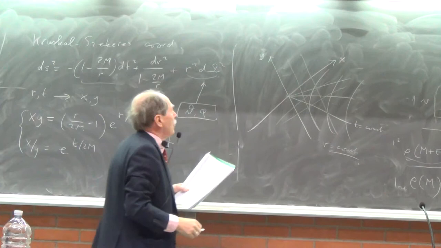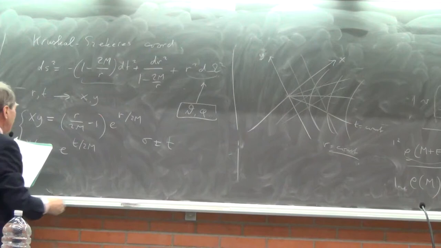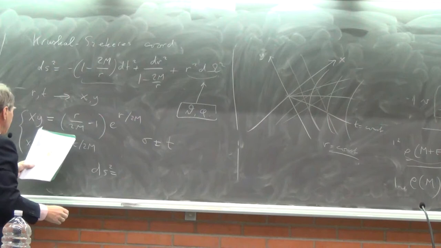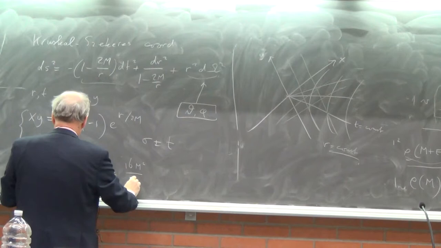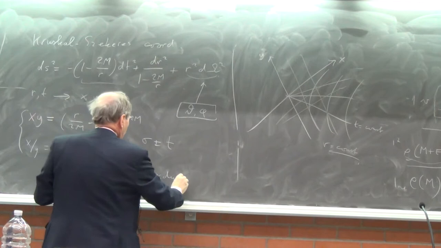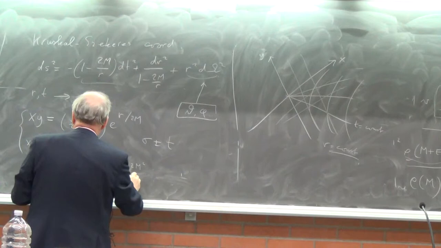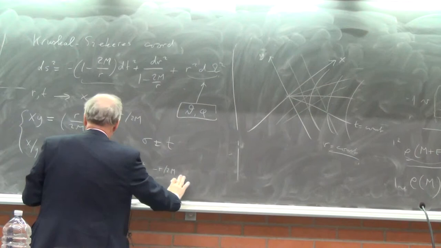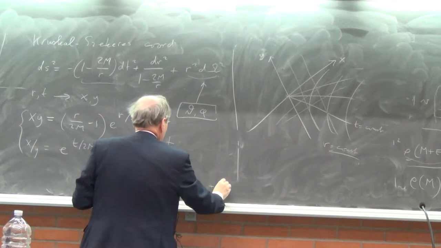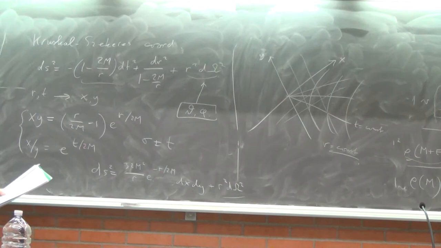The nice thing about these coordinates is that if you look at the metric, and that's a straightforward calculation if you substitute these coordinates, ds squared is 32m cubed over r, e to the power minus r over 2m, dx dy plus r squared d omega squared. So the transverse part remains the same, but replacing t and r by x and y gives you this.